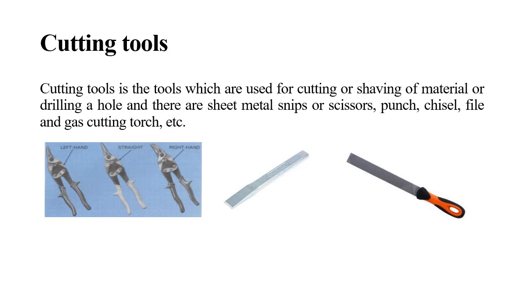We have cutting tools. These include snips, punches, chisels, files, and a gas cutter torch. Here we have illustrated the snips or scissors. These are used to cut the lines that we have marked with the scribers. We also have chisels, which are used in cutting, and the file, which is used to remove small particles of metal.